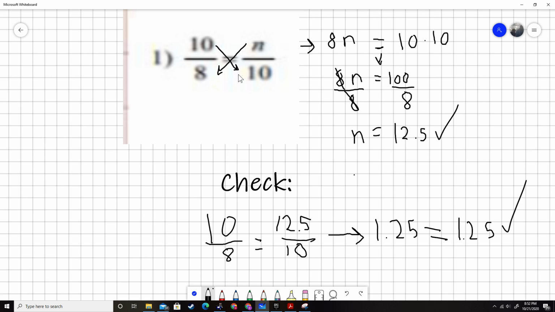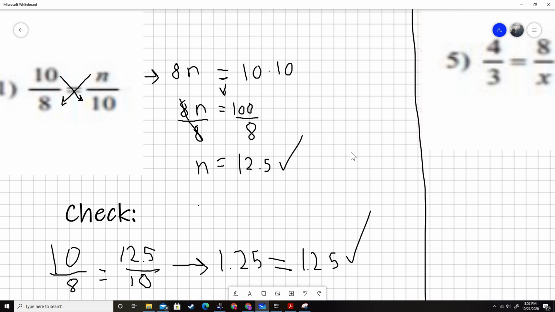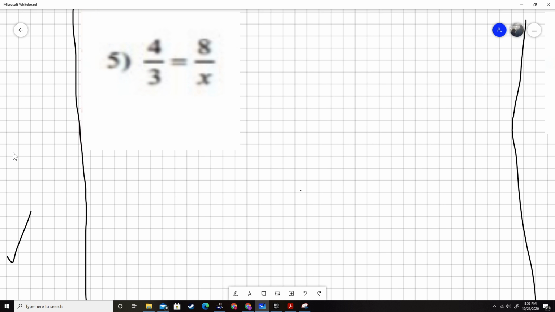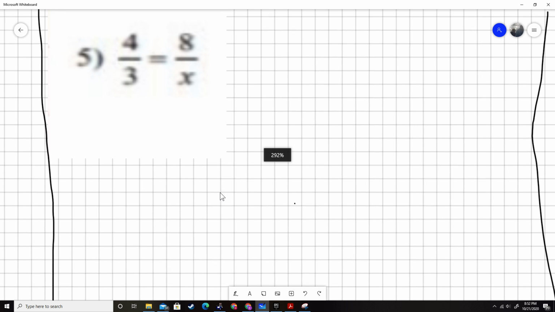So make sure you cross multiply and then you can solve it. Now, in some cases, you can reduce whatever you have and see what the relationship is between your two fractions. In the next example, we're going to see that come into play a little bit. So let's take a look at number 5.